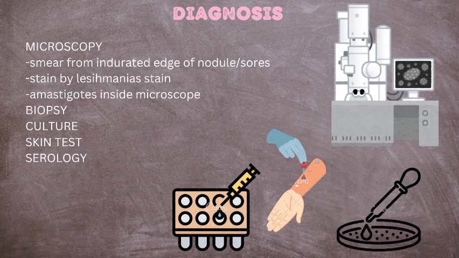Next is the diagnosis. This is to know if you have the parasite Leishmania tropica. First is microscopy, a smear from aspirated nodules or edges of the sore, stained with Leishman stain, showing amastigotes inside under the microscope, and then biopsy, culture, skin test, and serology.